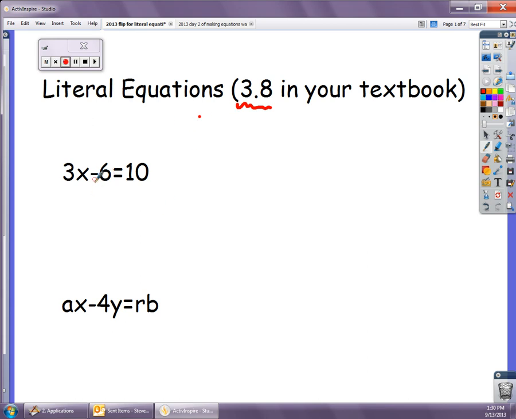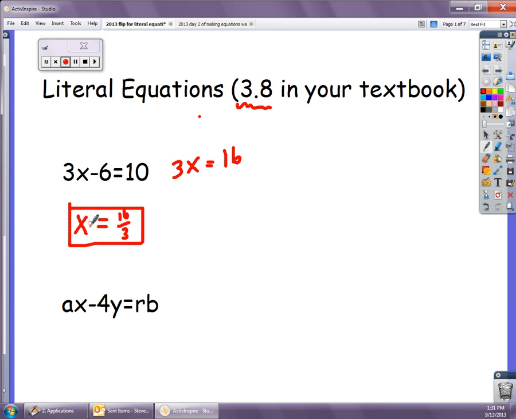So this is a regular equation. And when you have a regular equation, one thing we've been doing in class is solving for a variable. Essentially, we've been isolating the x so that we get x equal to something. If you add 6 on both sides, you get 3x equals 16, so x is going to be equal to 16 over 3, or whatever the decimal is. So what you're doing is moving everything over and essentially solving for that variable. Well, that's really all a literal equation is.